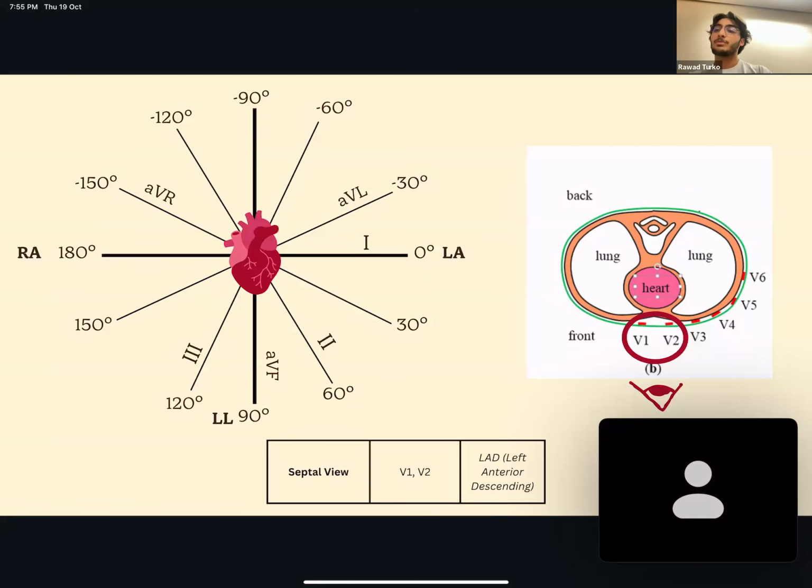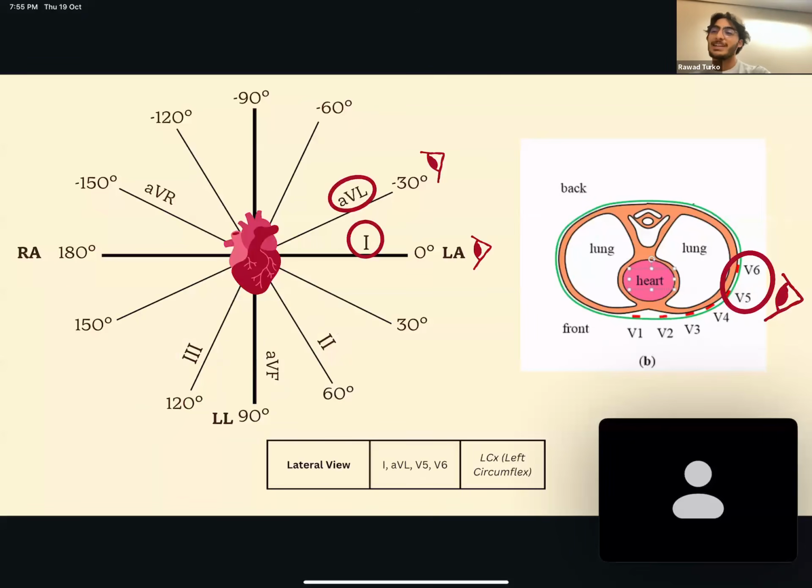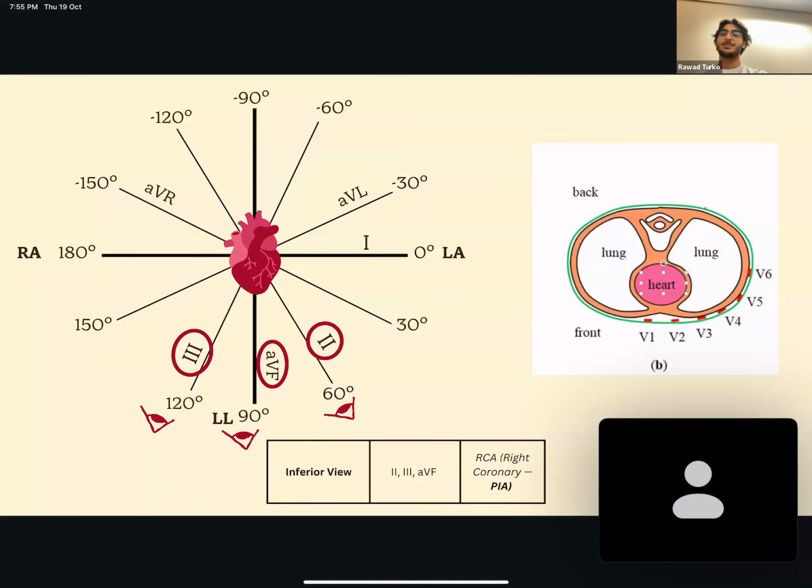But just to better prepare yourself, they're mostly going to be asking about the augmented and the bipolar leads. So the inferior view is probably your best bet, if they will ask any questions about this concept. Because they did for our SAQ.